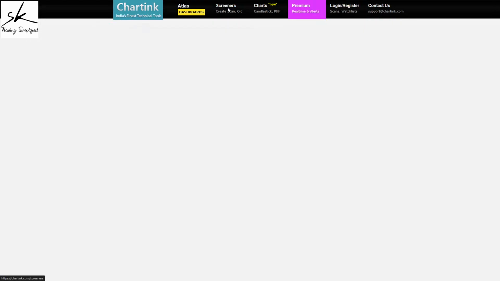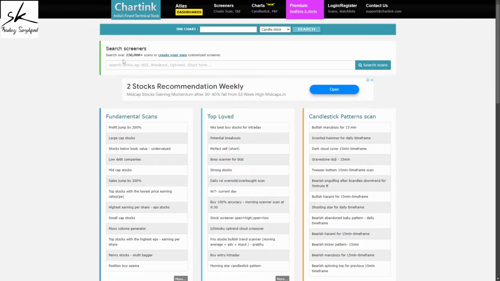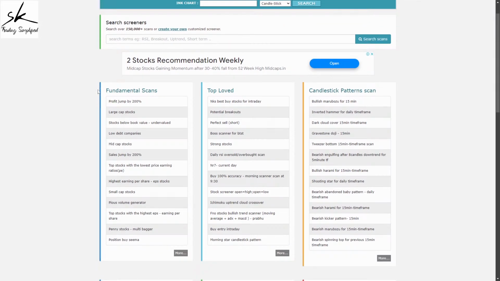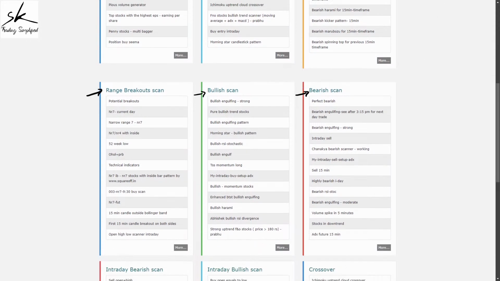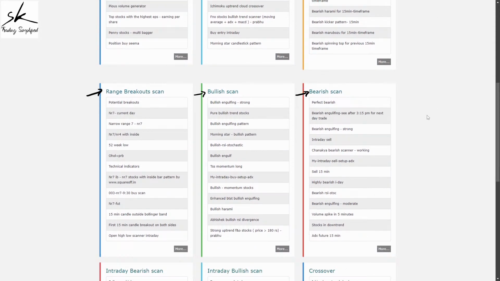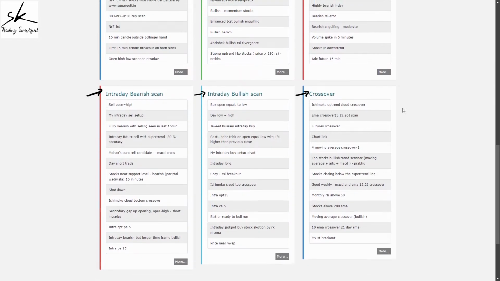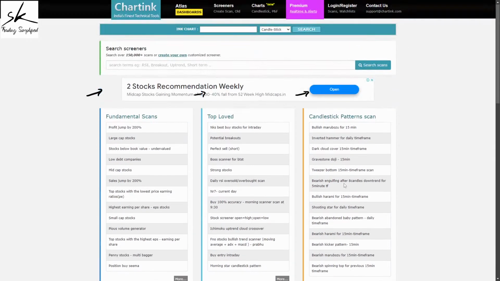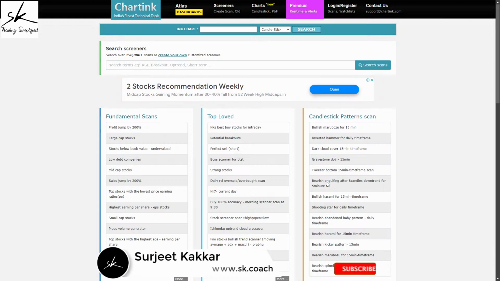Plus, if you go to the screener section on this website, you can see you have over 150,000 scanners available to you on this website. Some are based on fundamental analysis, some are based on your top love. Then you have your candlestick patterns, then you have your range breakout, you have bullish scan, you have bearish scan, you have intraday bearish, intraday bullish crossovers. So a number of scanner screeners are available, and this is just one website. You do a Google search, you'll be able to find a number of websites, a number of scanner screeners which can help you get your list.